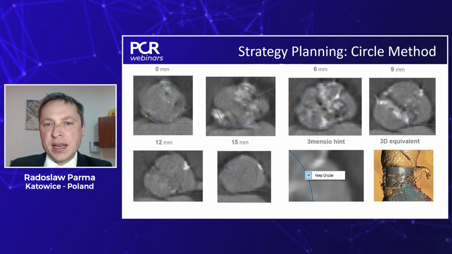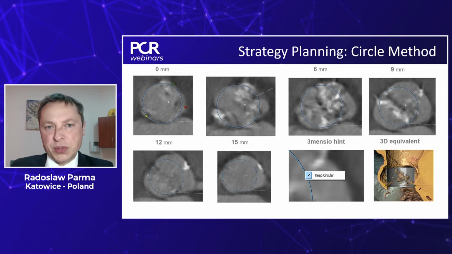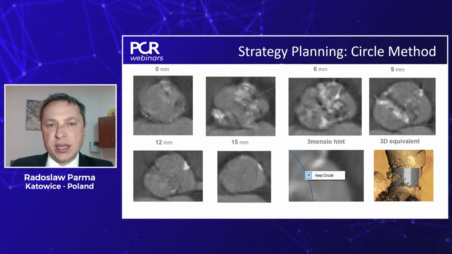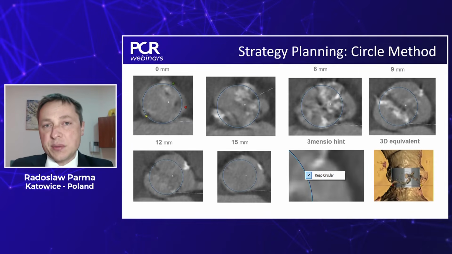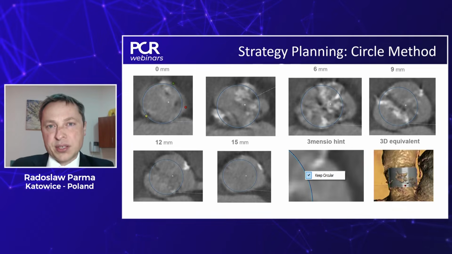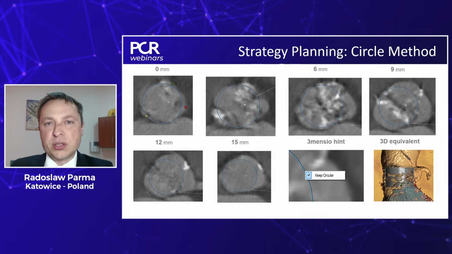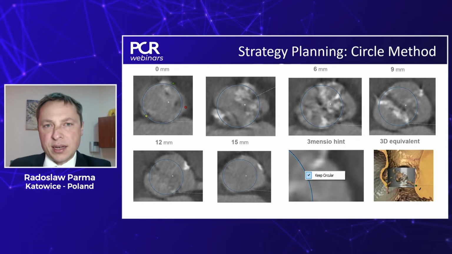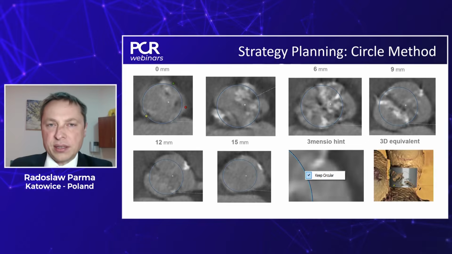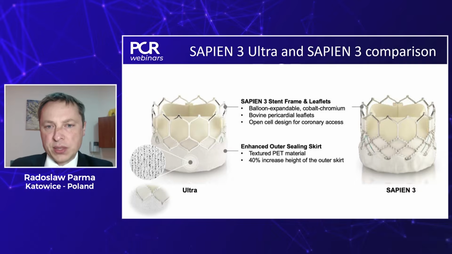Also, what we have learned is that we scroll through the aortic root using a so-called circle method, meaning that with still images, we present the cross-section of this aortic valve and aortic root every 3 millimeters in order to detect the anatomy of the aortic valve and also to see the calcification. And we try to adapt the chosen TAVI device into this aortic root.